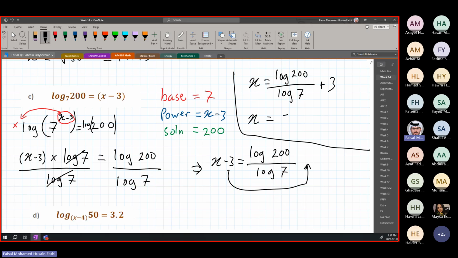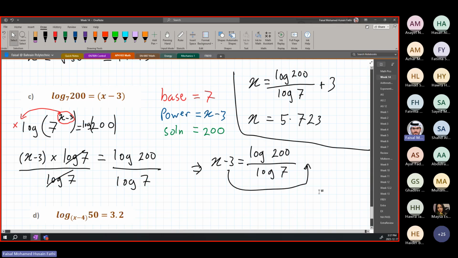This is 5.723. Okay? Make sure, are you sure you did it correctly? Remember, we are using log, not ln. If you are using ln, make sure they're both ln or they're both log. It doesn't matter as long as they're both ln or both log. So log 200 divided by log of 7 plus 3 gives me 5.722 or 5.723.